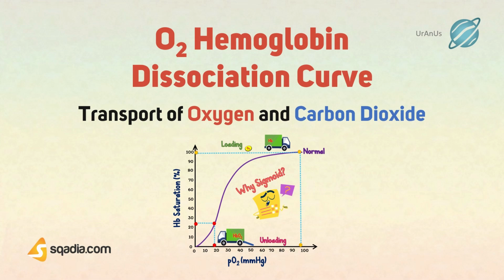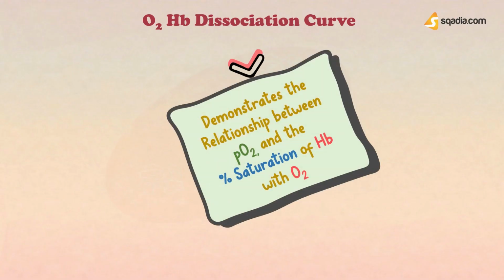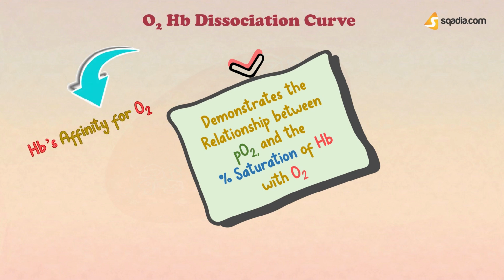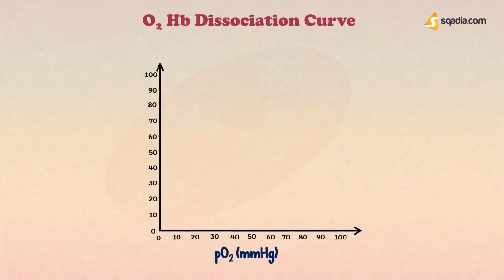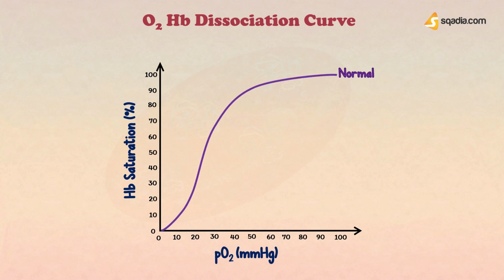Well, oxygen hemoglobin dissociation curve is the curve that demonstrates the relationship between partial pressure of oxygen and the percentage saturation of hemoglobin with oxygen. In fact, it explains hemoglobin's affinity for oxygen. Here, partial pressure of oxygen is plotted on x-axis and hemoglobin saturation on y-axis. As a result, it reveals S-shaped or a sigmoid-shaped curve that describes visually how oxygen binds to hemoglobin.